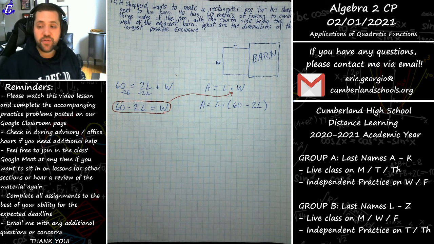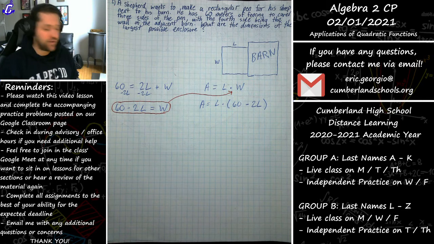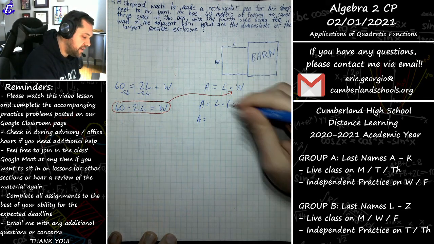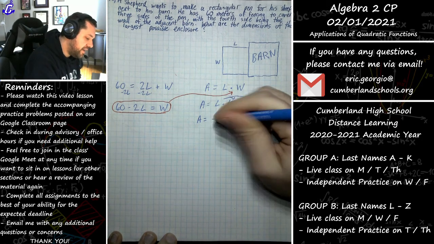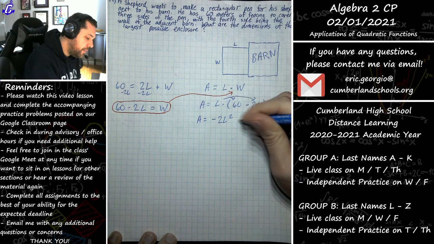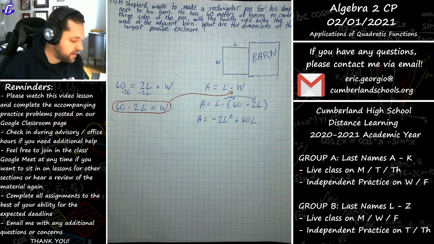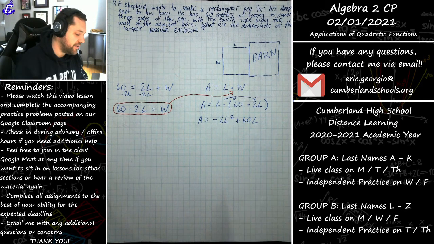If we distribute that length and then rewrite our terms to get it in our quadratic standard form order, we would say here that the area is L times 60, L times negative 2L, right, a little distributing. We'd get negative 2L squared plus 60L. And again, plus 0 for our C. But we now have our quadratic in standard form, ax squared plus bx.